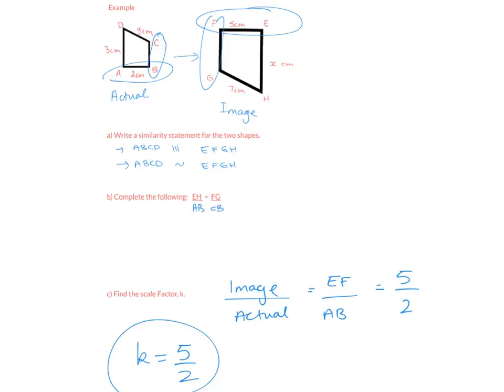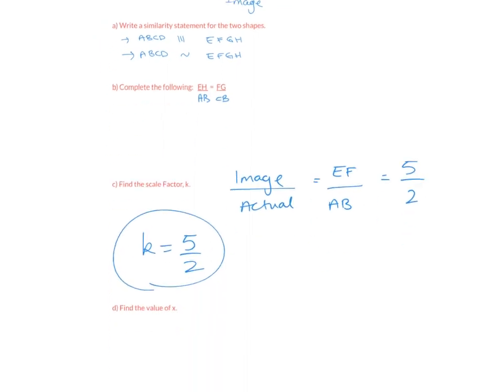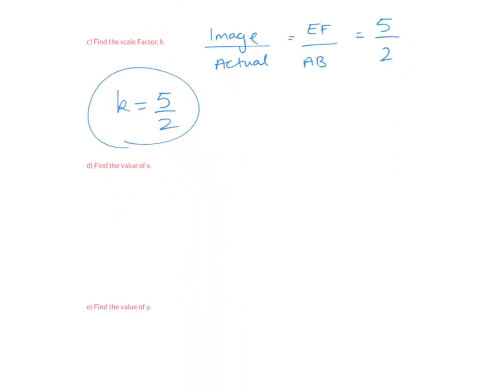Part D says find the value of X. So if we have a quick glance over here, X is over here. We want to find this, but we want to find the side that corresponds to that. So that's between D and A, and that's 3 centimeters. So all we need to do now is write down the side length of AD.